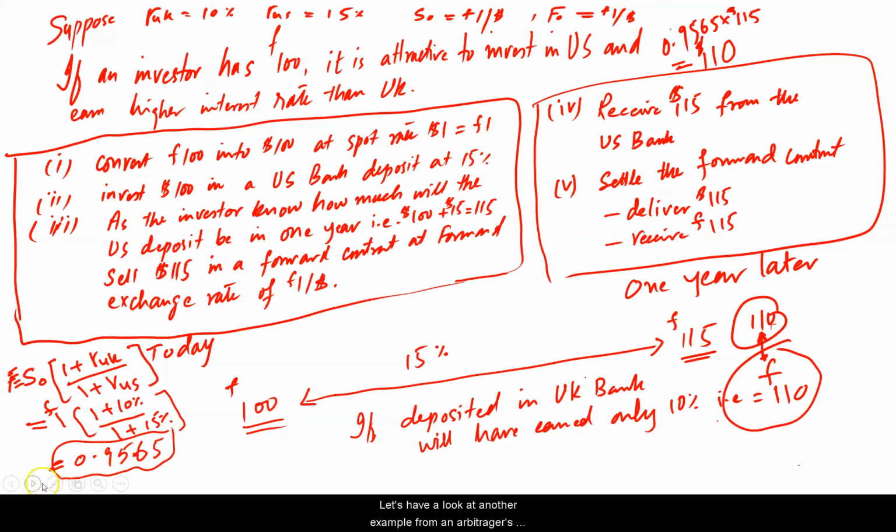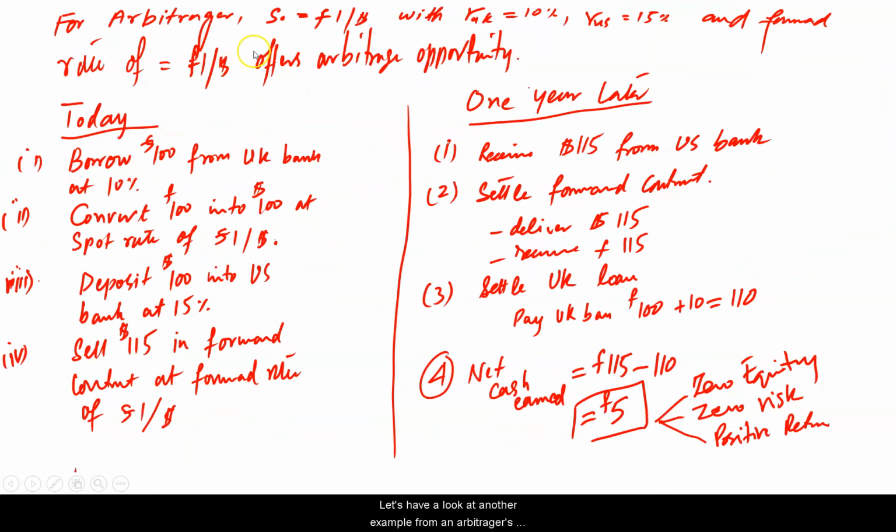Let's have a look at another example from an arbitrageur's perspective. So an arbitrageur would not invest his own equity, would take zero risk and would earn a positive return. So how does an arbitrageur earn arbitrage profit in the given scenario?